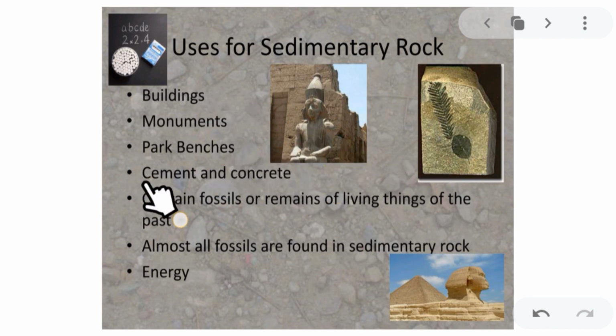Since malambot and then certain fossils or remains of living things of the past, since almost all fossils are found in the sedimentary rock, buried. Kasi yung mga sedimentary rock makatagpuan ninyo mostly sa streams and rivers. And then, as a source of energy like the coal.